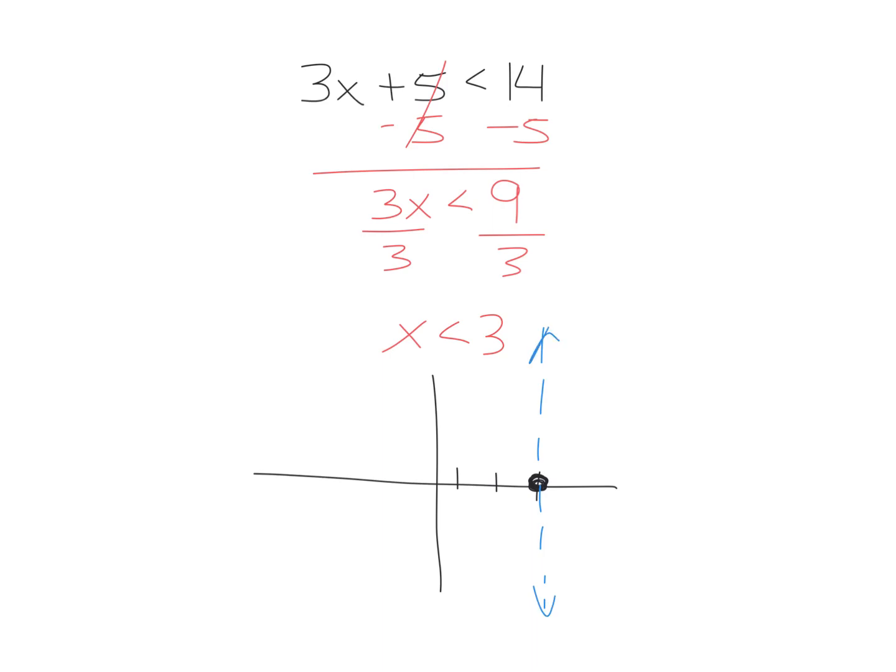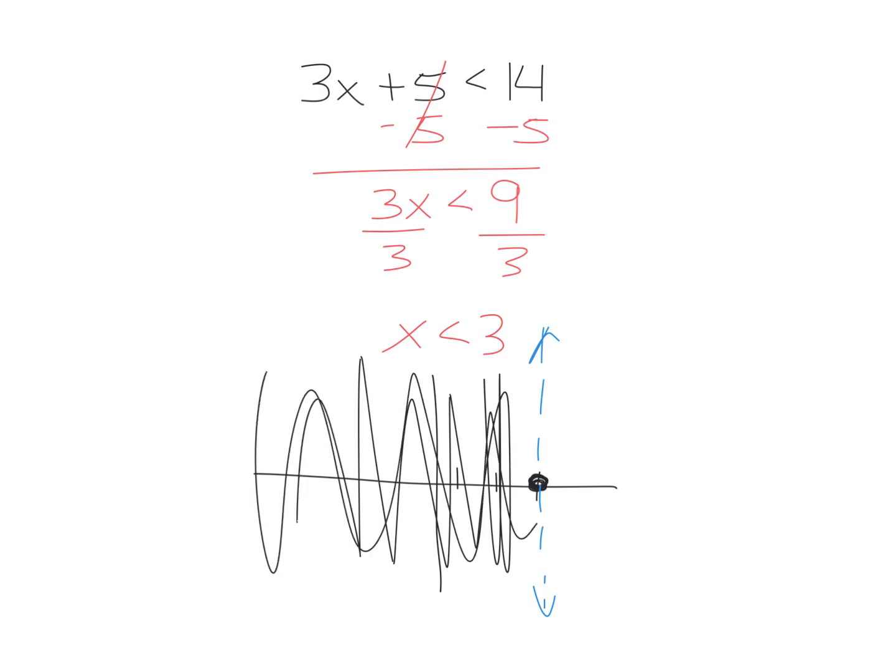We still have to do what? We still have to shade. It says x is less than 3, so where are all the values less than 3? All the values less than 3 are to the left of 3. Give me a number that's less than 3. 2. Where's 2 at in this graph? Right there, right next to it. Is it in the shaded region? Yes, that's how you know you did it right.